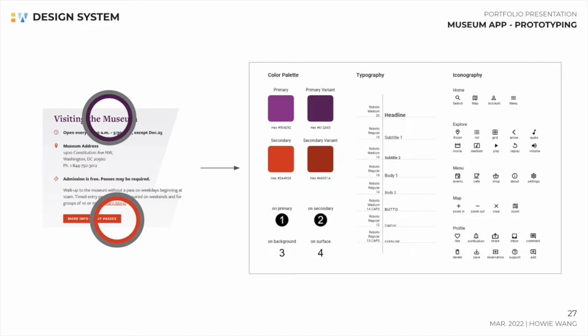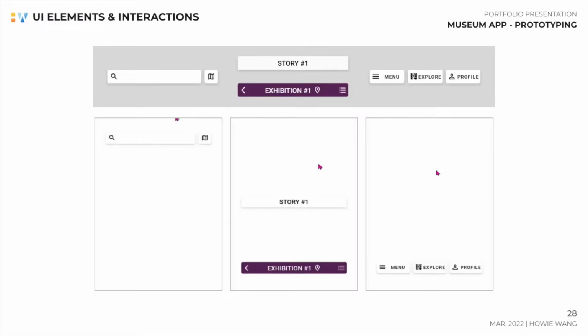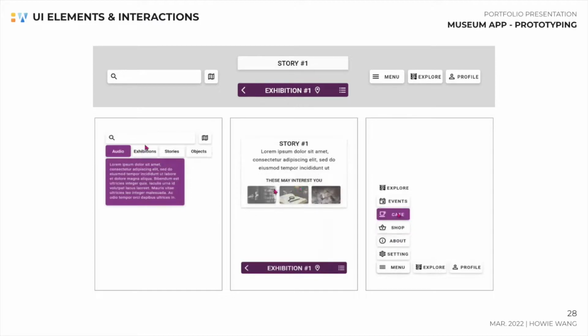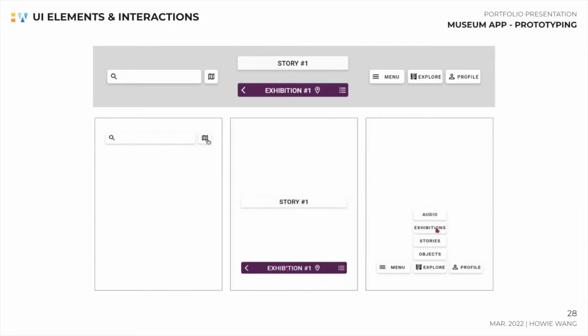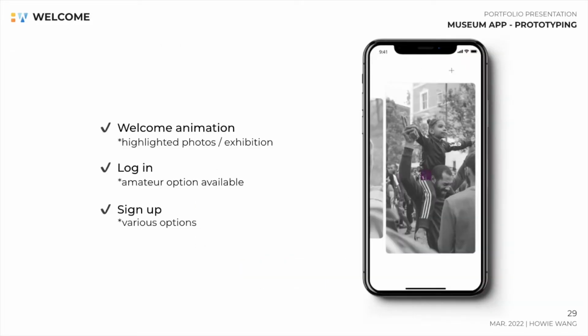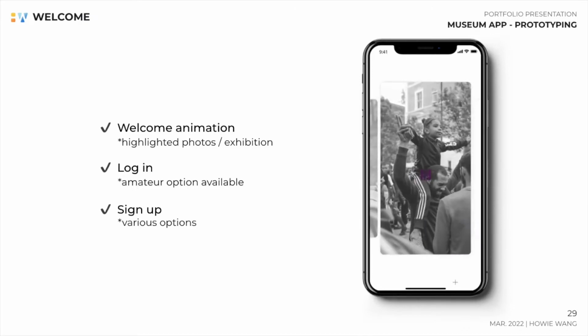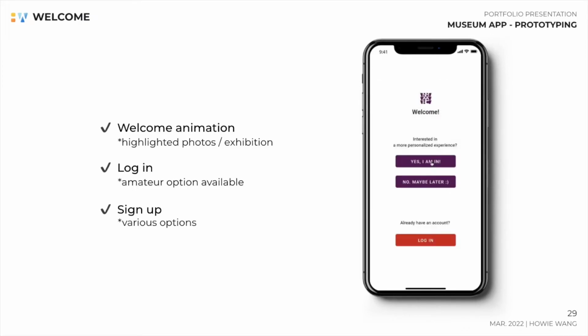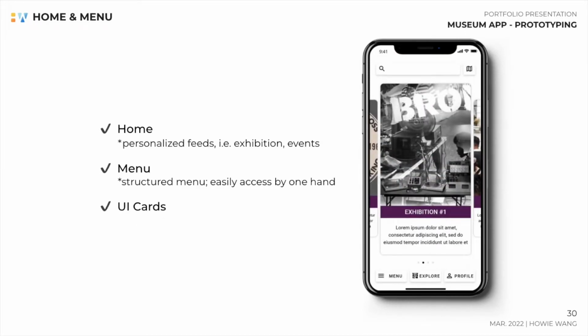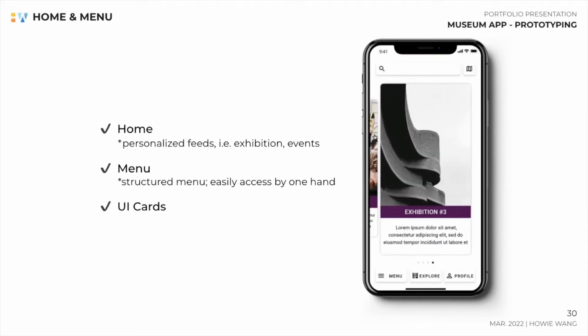And prototyping. So this is an existing website, so I basically learned the color system and the typography they're using, and also this is the design system I'm using for prototyping. A UI library, and basically I picked three representative ones to show what the interaction looks like. So prototype, this is the welcome page. Welcome animations, login, sign up. This is the home and menu. The home page, swipe left and right, and menu.